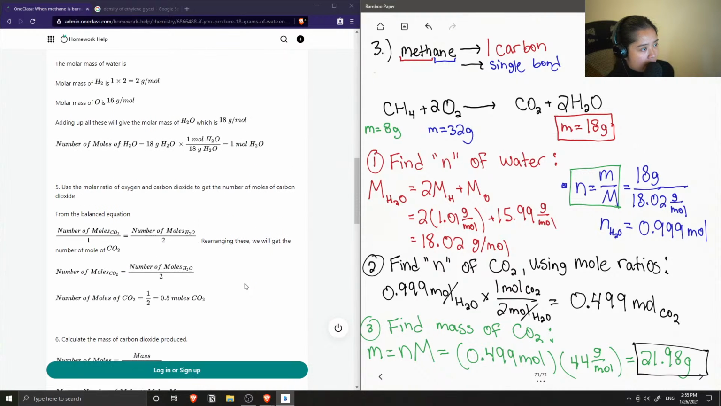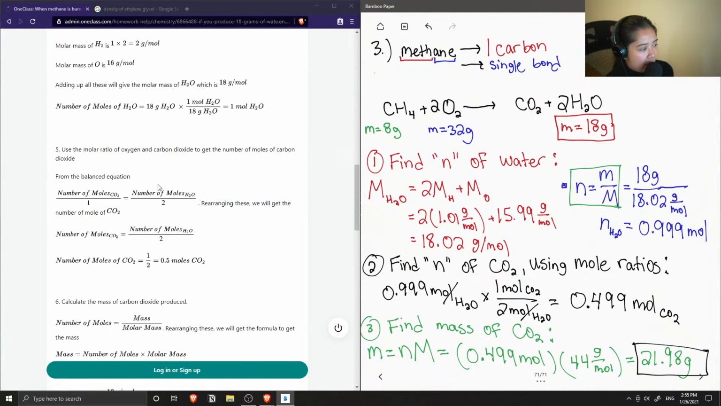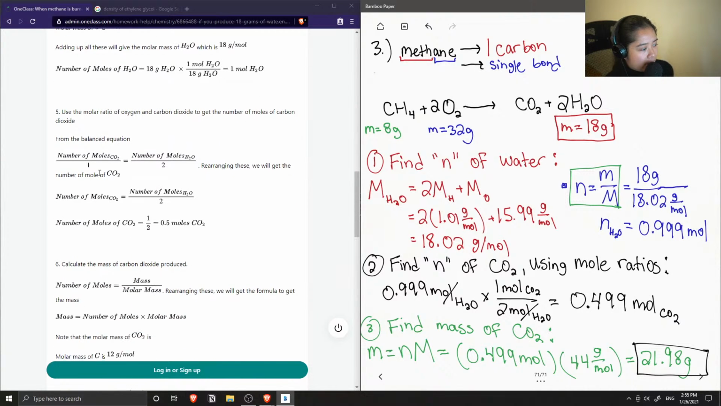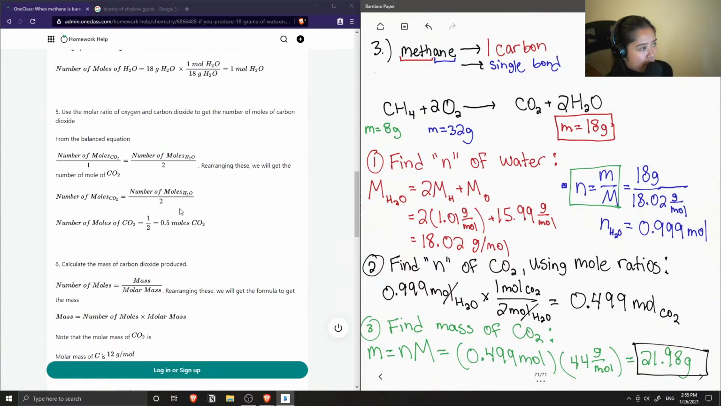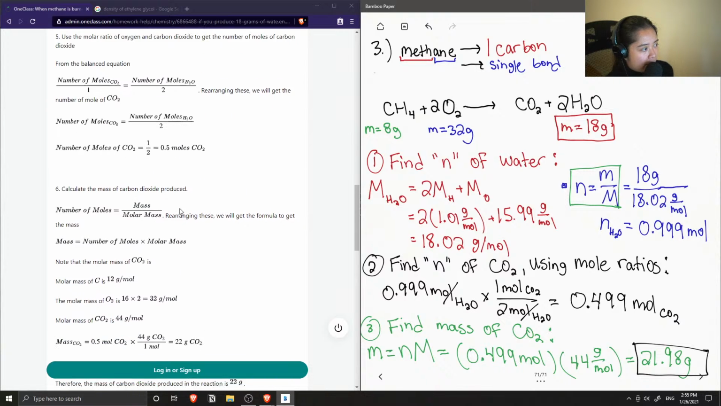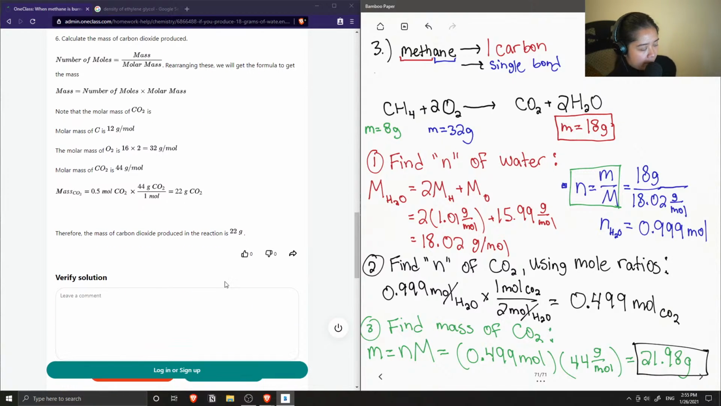So notice that they found the number of moles of both oxygen and methane, but they didn't really use them in their final answer. They just ended up using the number of moles of water in the end. But they still ended up with the same answer of 22 grams of carbon dioxide. So the solution is correct.